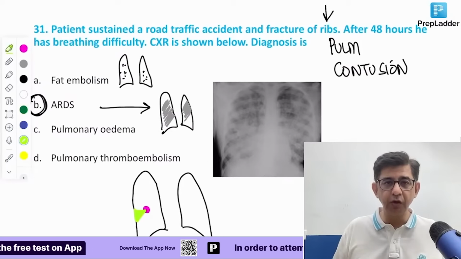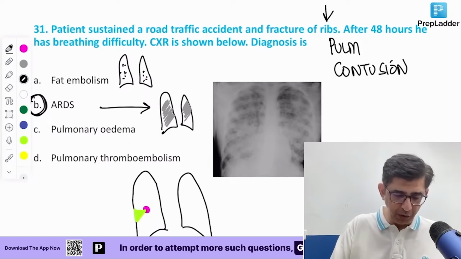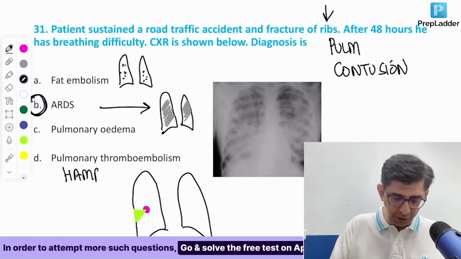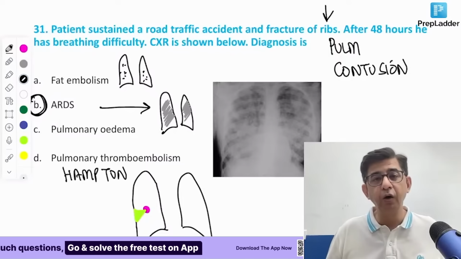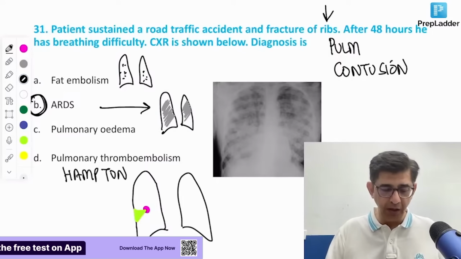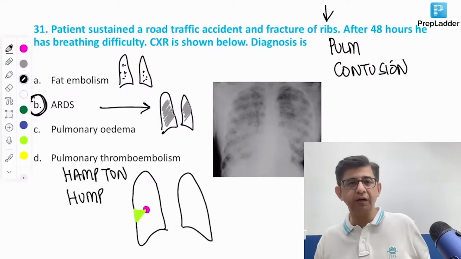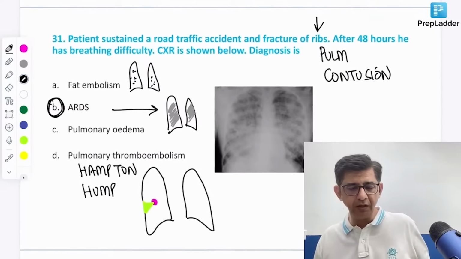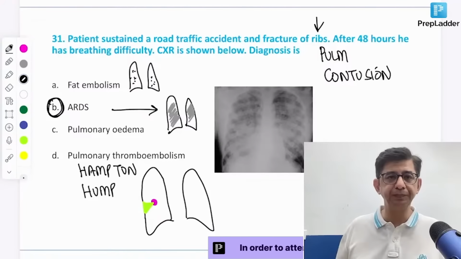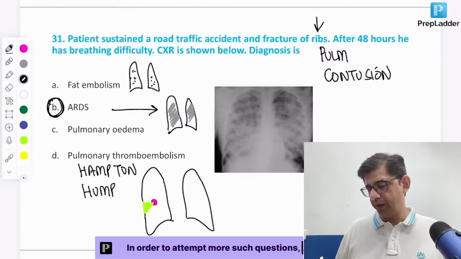So why the answer is not option number D is that in pulmonary thromboembolism, in the chest x-ray, what will you see? You will be seeing an opacity in the lungs of the patient. This opacity in the lungs is basically what is called as a Hampton hump. The correct answer for this question is D. Answer to 31 is D option. I hope it's clear now, guys.